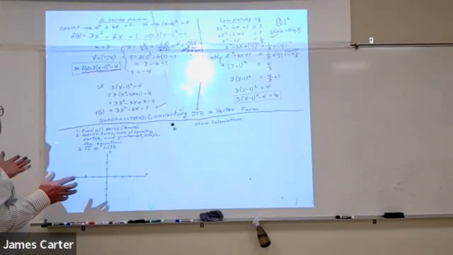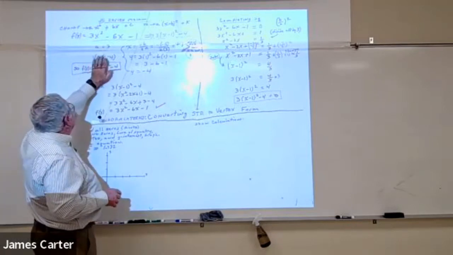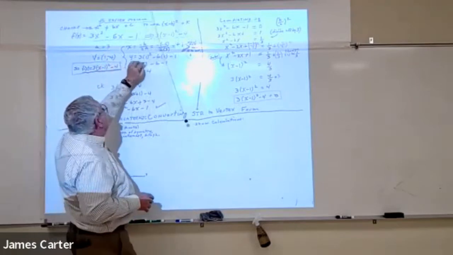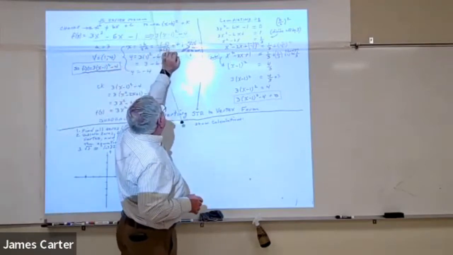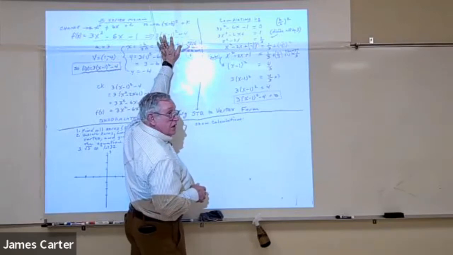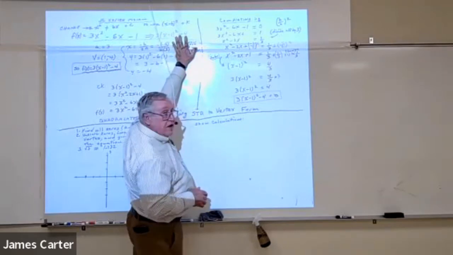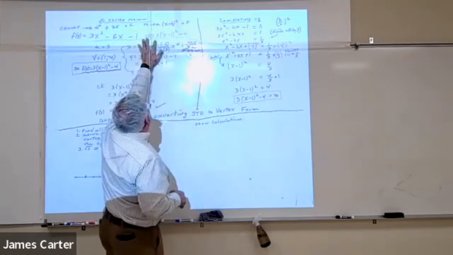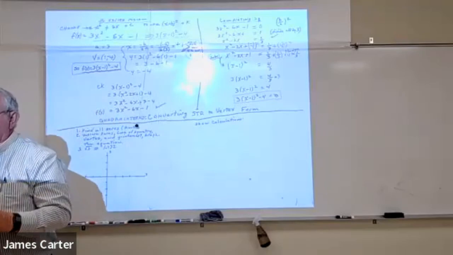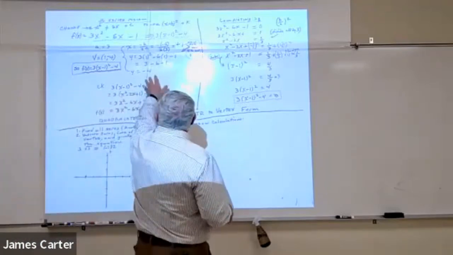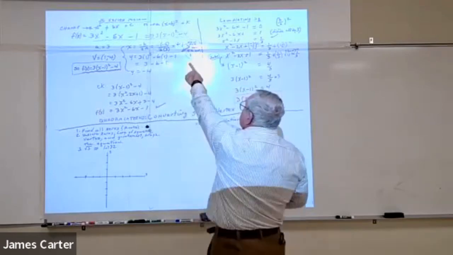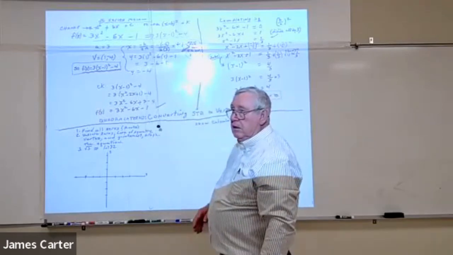So either way, we've still got the same vertex. Okay? So here is my A term, here is my vertex. If I know the vertex and I know the A term, I can write this equation. The x value of the vertex opposite of sign, and the y value same sign, with the A term in front. Now, that's a fairly easy way to do it. Just find the vertex and put them into that format.